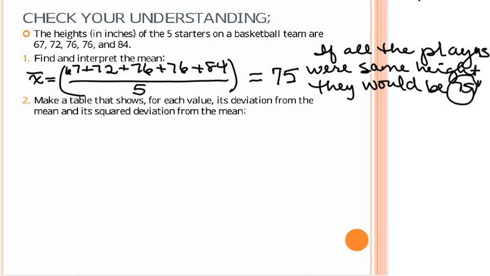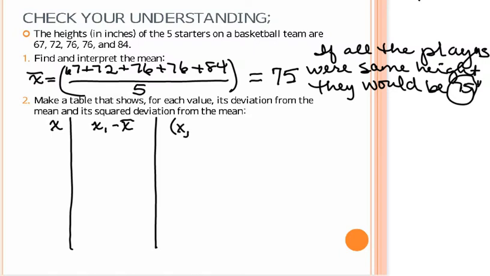So here we go. Here's our table. Remember, we start off with x. Then we do x i minus x bar. And then we do x j minus x bar squared. I put a j, but you get the idea. Somebody's going to get confused, I better change it. x i, just meaning your data, whatever piece of data it is. Okay, I don't know why that's not working.